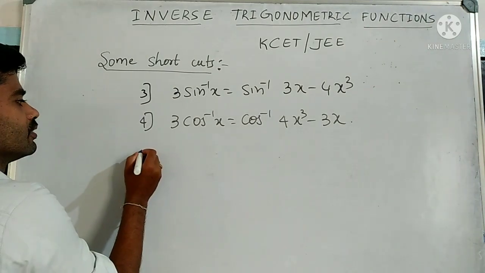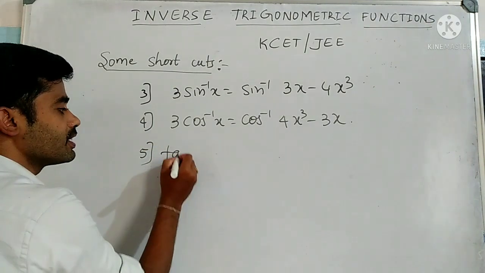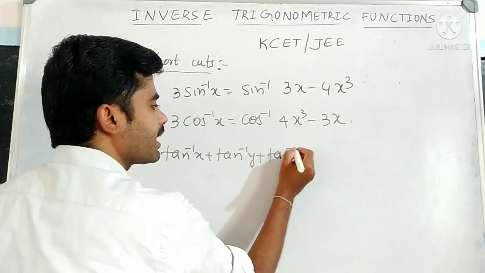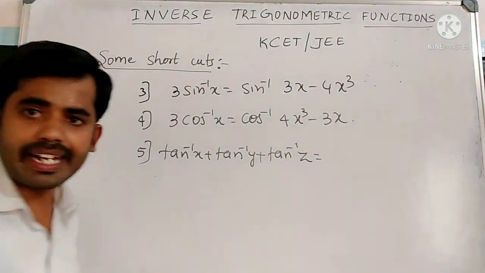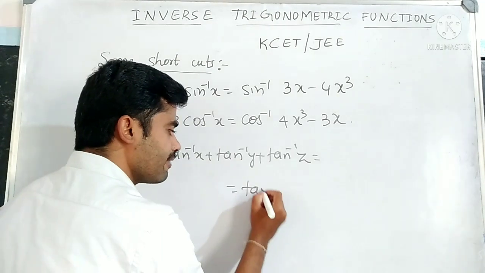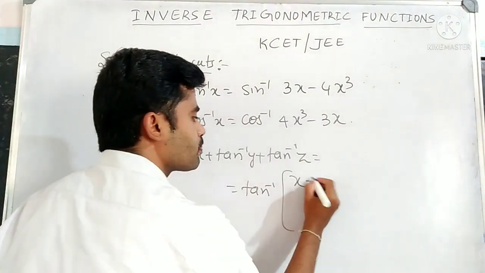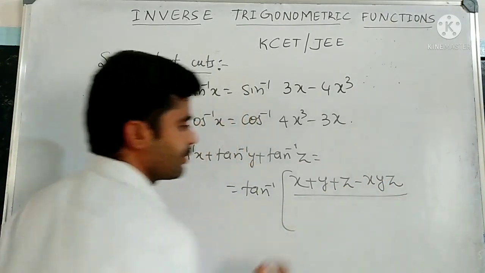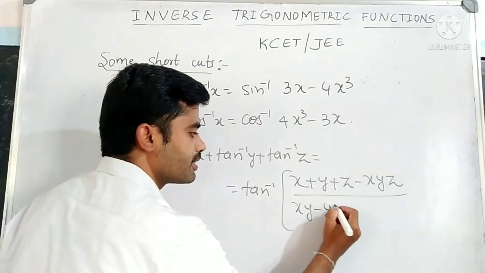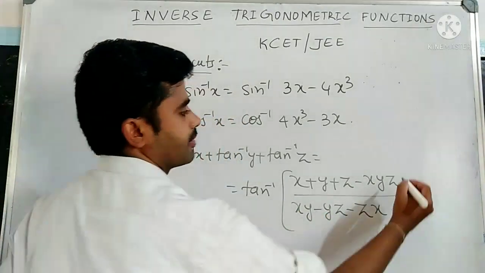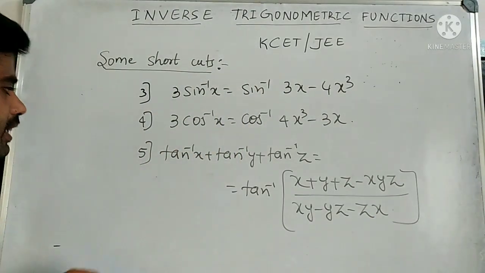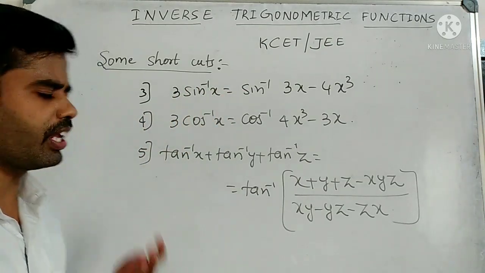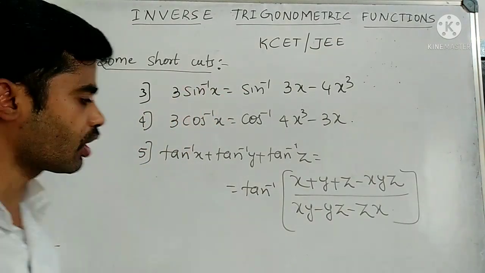In the same way, the fifth one, tan inverse x plus tan inverse y plus tan inverse z. We can write it as tan inverse of x plus y plus z minus xyz, by 1 minus xy minus yz minus zx. These are the three. Okay? These are the formulas to remember to solve. It will be very helpful in solving the problems.